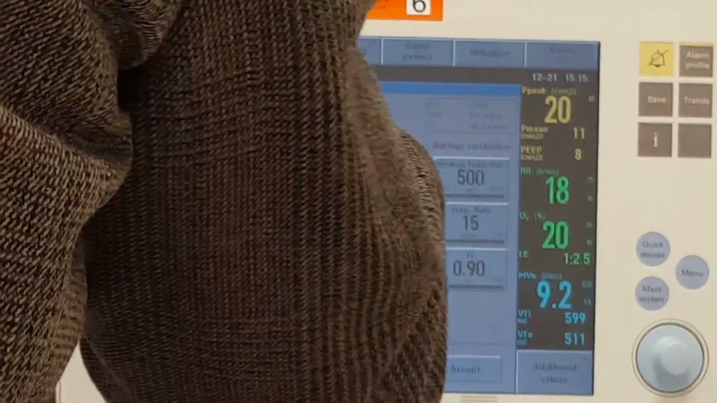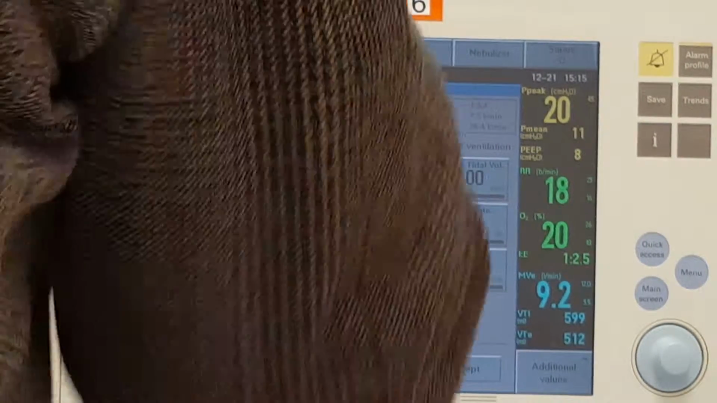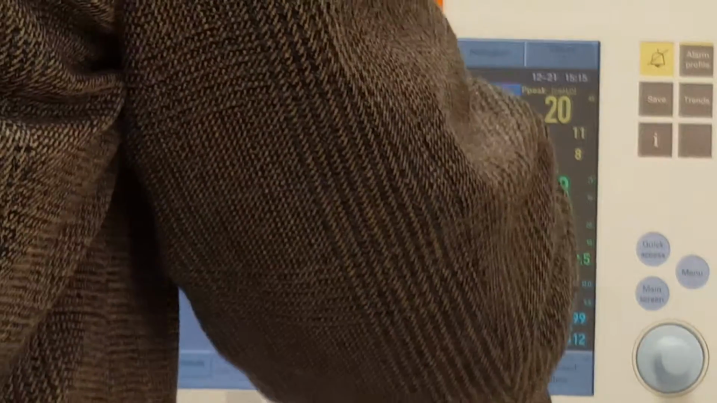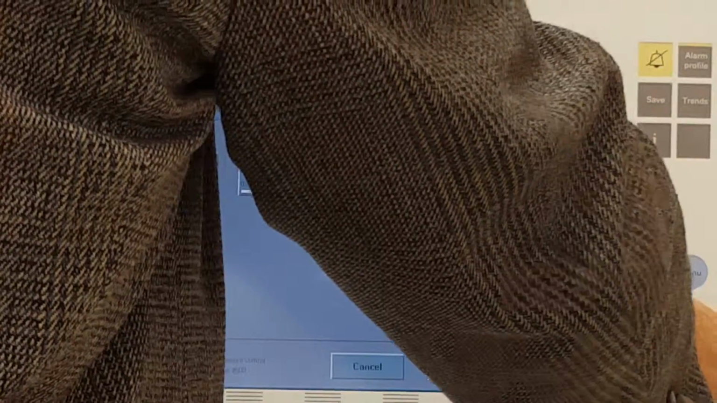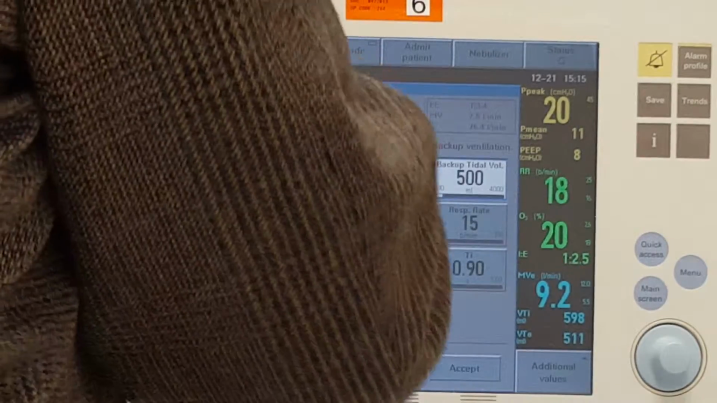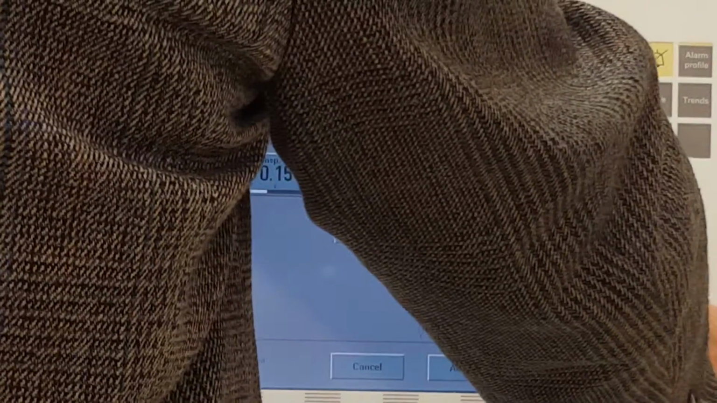Rise time, we'll leave that until we see how the patient pulls, pressure trigger, and let's leave inspiratory cycle off as the flow cycle at which it's going to cycle off at. And then backup ventilation, well, we might leave that at 500. Let's say we're ventilating their spontaneous volume at 4 or 5 mils per kg. We may want them at 6 or 7 mils per kg for their backup. This is if they go apneic.